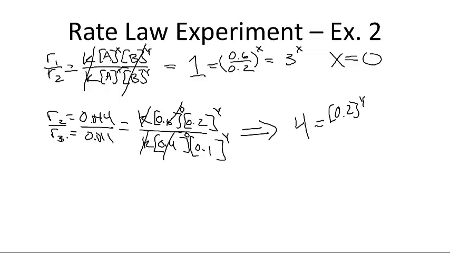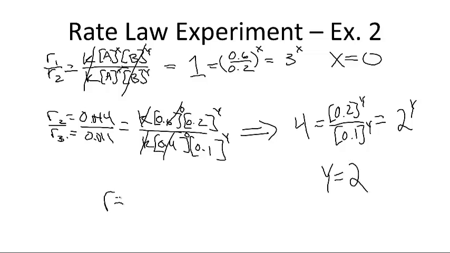Is that better? Okay, sorry. I got too excited. I missed a 0. All right, so now 2 to the y equals 4, y equals 2. So now my rate law is R equals K. Well, if it's A to the 0, do I even need to worry about it at all? Nope. K B squared.